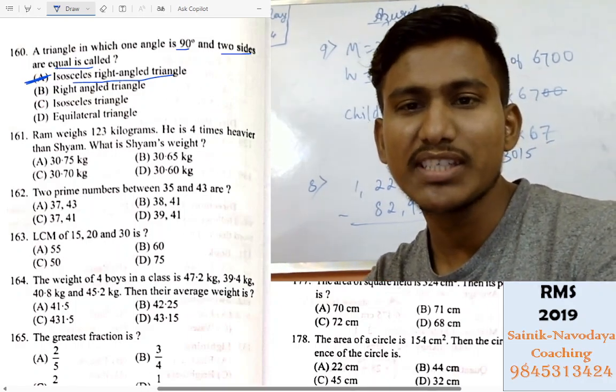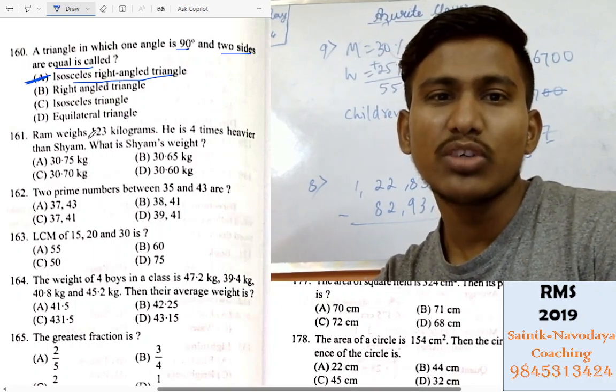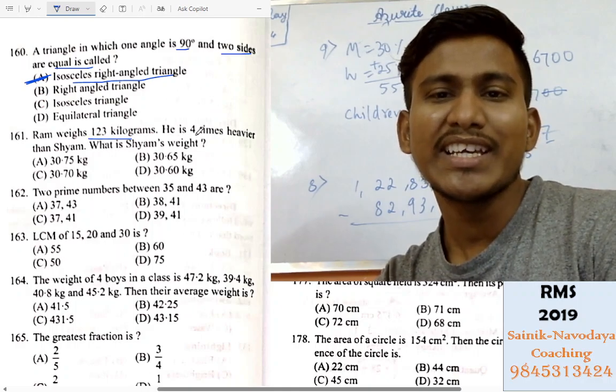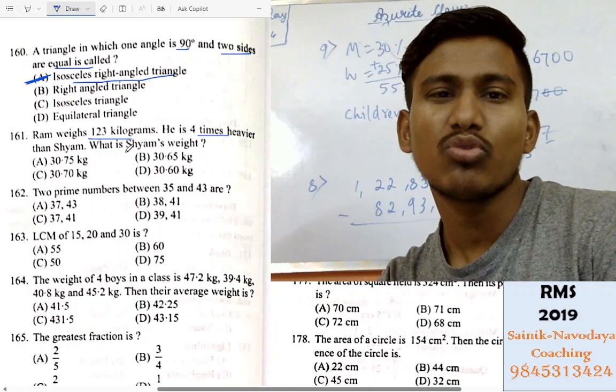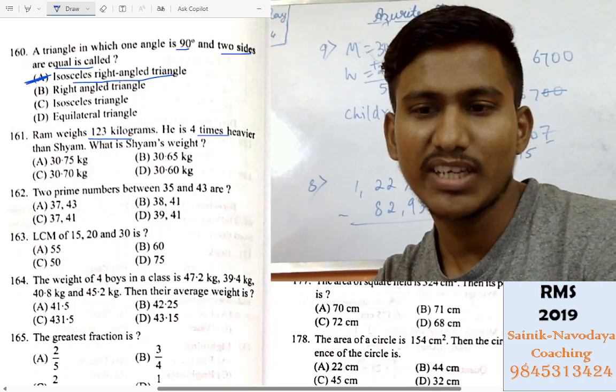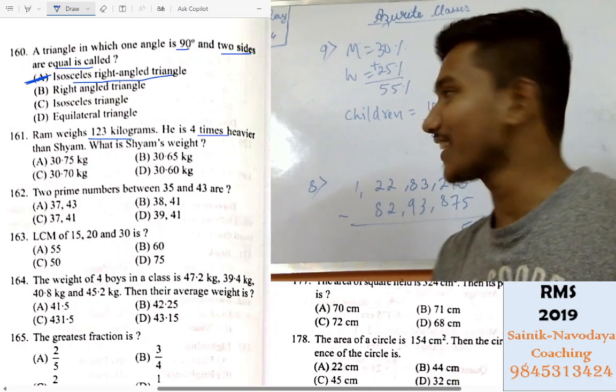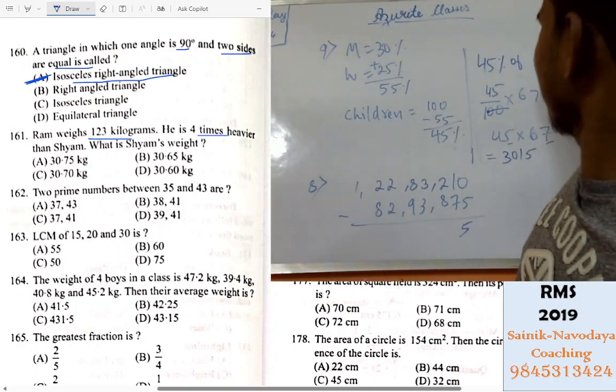Next, if you see 161, what is the answer? Ram weighs 123 kilograms. He is 4 times heavier than Sham. What is Sham's weight? Sir, you weigh 123 kilograms? Yes. Sir, that is not me. That is the example, right?